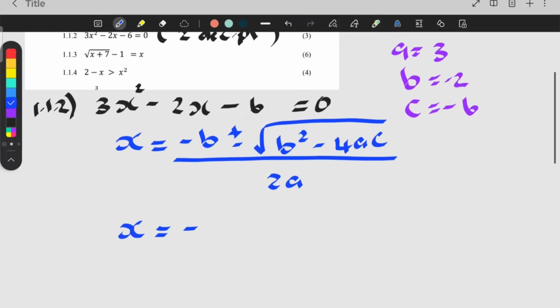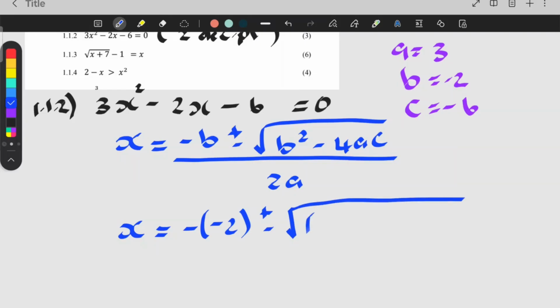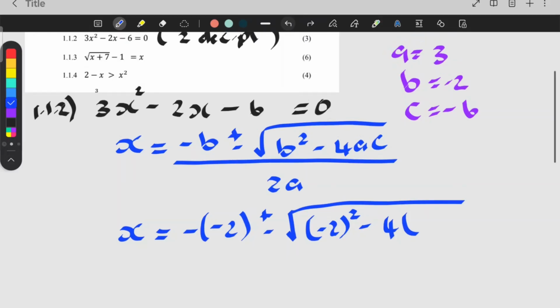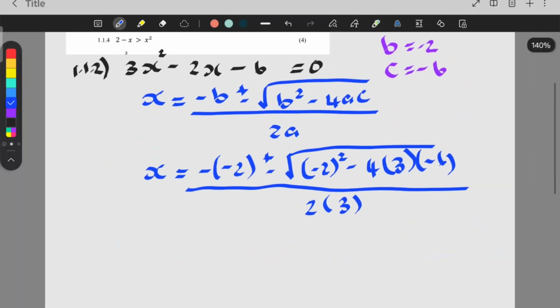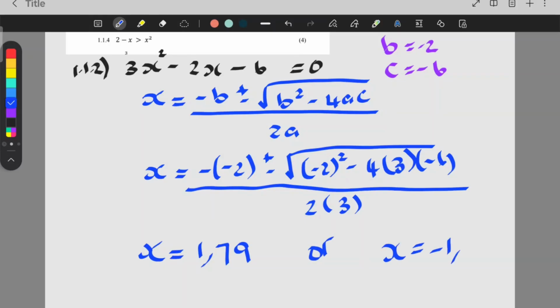So this will become minus b, b is negative 2, so now minus b, negative 2, plus, minus. And then you write this down. There's b again, b is negative 2. 4 stays 4. A is 3, so 3. C is negative 6, negative 6. The whole thing over 2a, 2a is 3. All of that in your calculator. And you should get, for your first answer, remember you first do the plus, then you do the minus, so the first answer is 1,79. That's 2 decimal places. Or x is negative 1,12.